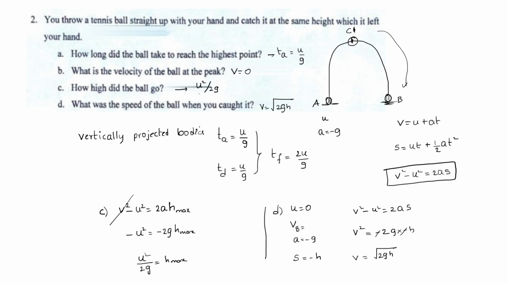And even if you want to find how I used the time of ascent as u by g, we can directly use the first equation of motion, v is equal to u plus at. So v is 0 at peak point. So 0 is equal to u minus gt. In this way, you can get t is equal to u by g. So that's it. Very simple problem.